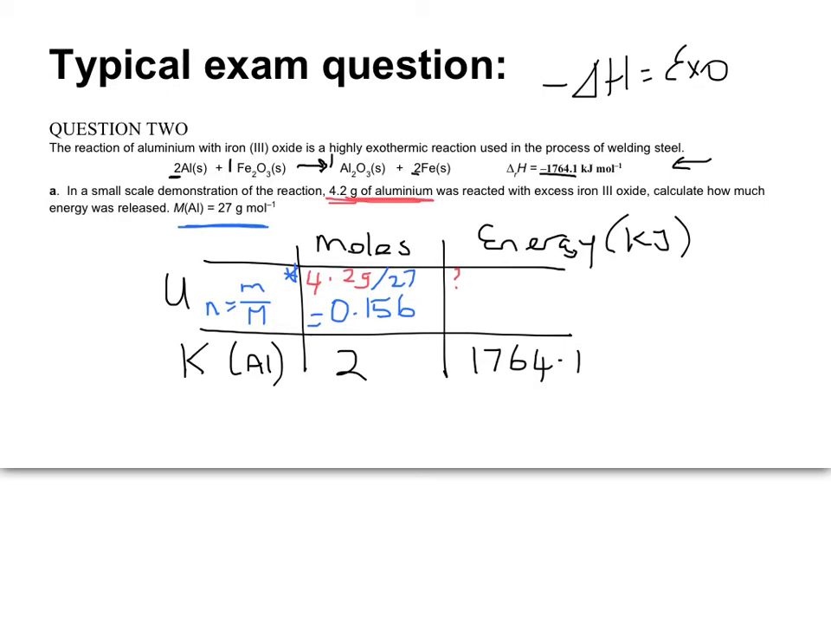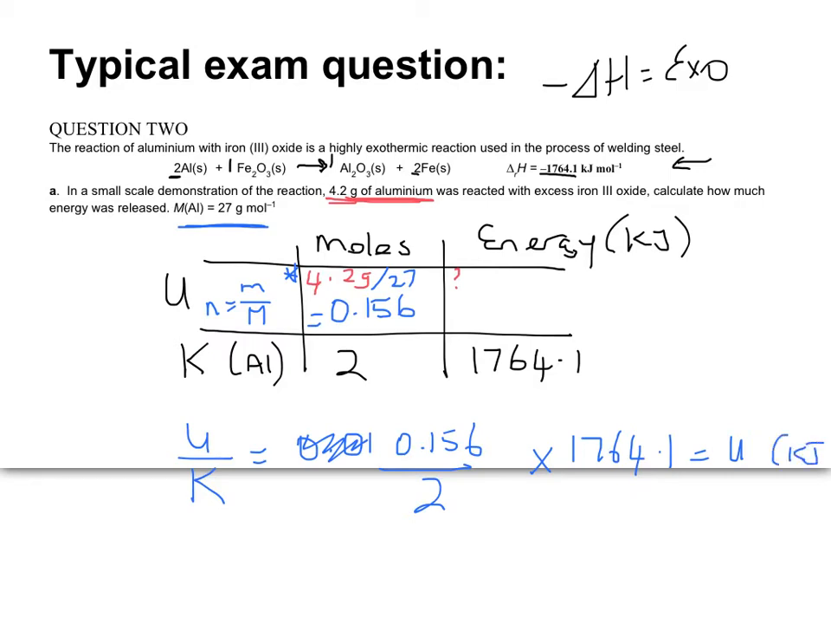Okay, so now we've got an unknown and a known number of moles. We can turn that into a ratio. So what I mean by that is we can just go unknown over known equals 0.156 divided by 2. That's our unknown over known ratio. And then we're going to times it by our known energy, and that's going to give us our unknown kilojoules. Okay, so if we do that maths, we end up with an answer of 137 kilojoules when we round it to 3 significant figures. And that's our answer.